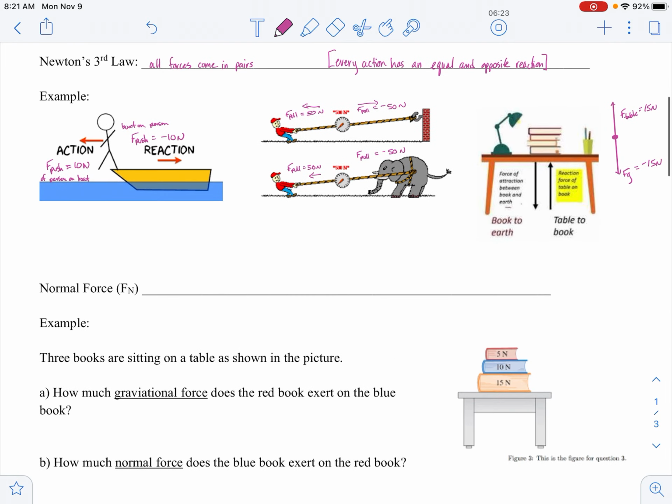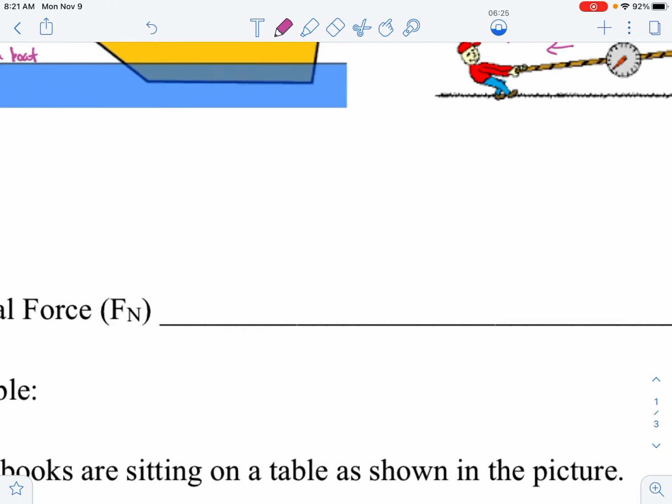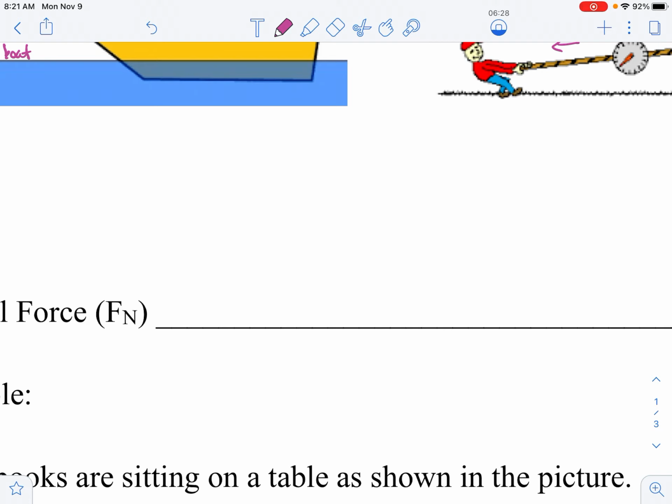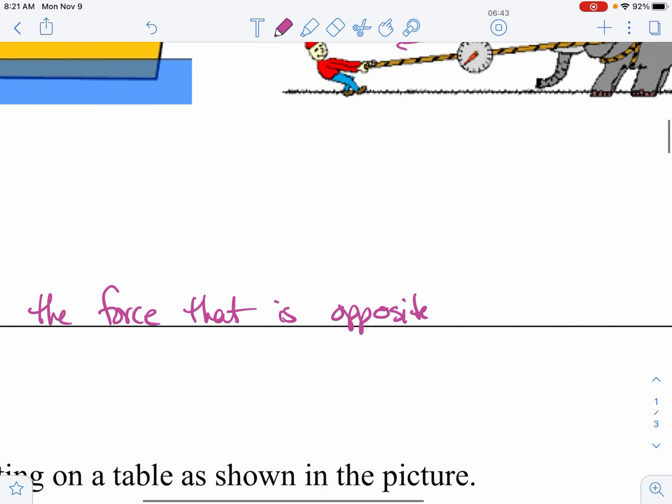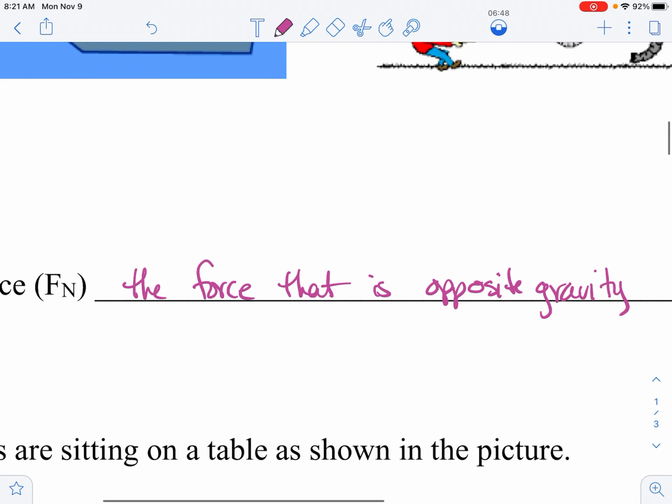Okay. So what about this idea of normal force? Well, normal force is really just a special name for the force that's opposite gravity. Okay? So this is the force that is opposite gravity. So we could say that the normal force is equal and opposite to the gravitational force, right? Because they'll be the same size, the number will be the same, but the direction will be different.